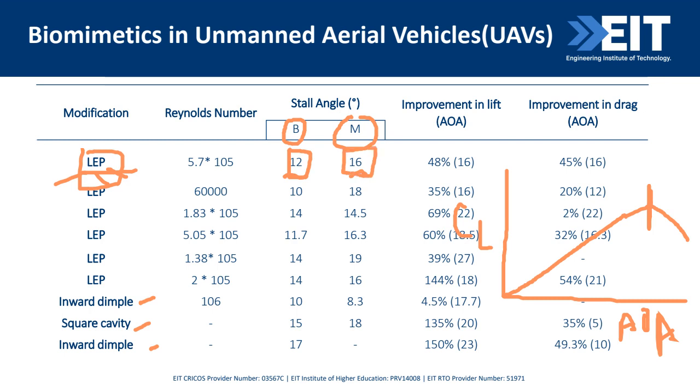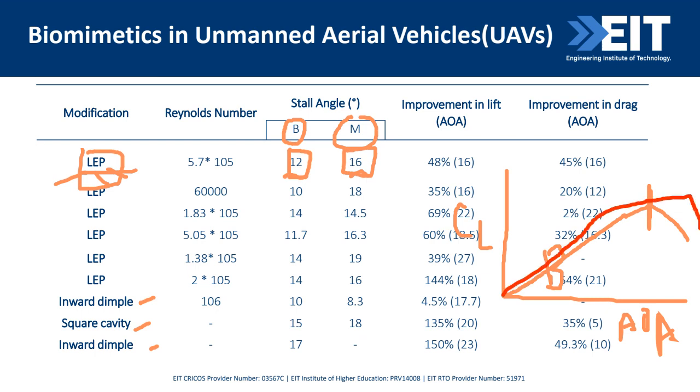That means this figure is for the baseline aerofoil. In the case of the modified aerofoil, it could be something like that. After that point, then it will decrease. So it increases the stall angle. That is a very good result.